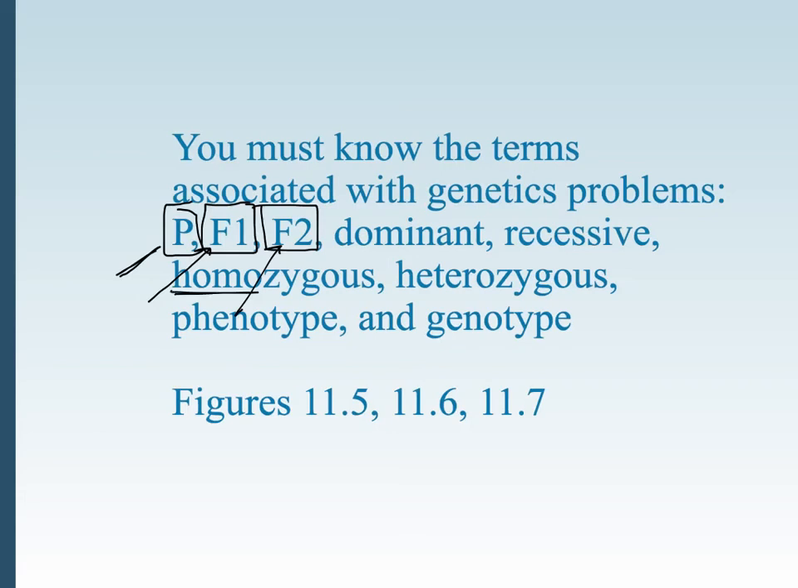Homozygous, homo means same and hetero means different. So homozygous means that you have 2 copies of the same allele, and heterozygous means that you have 2 different copies. Phenotype is what you phenotypically look like, and genotype is what your genes are.